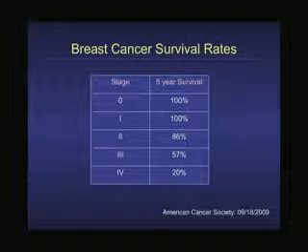And staging is important because that's going to predict outcome. These are the 5-year survival rates that were published by the American Cancer Society this past fall. You can see we've done pretty well with stage 0 and stage 1, 100% survival at 5 years, okay? But as soon as we start affecting the nodes, that survival rate is going to decrease pretty precipitously by the time we get to stage 4.